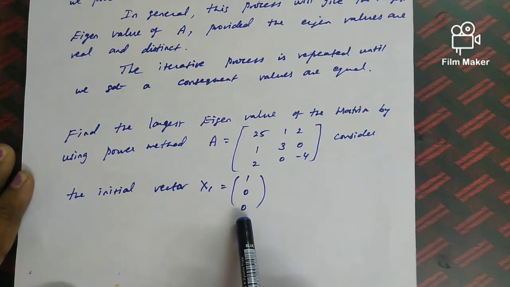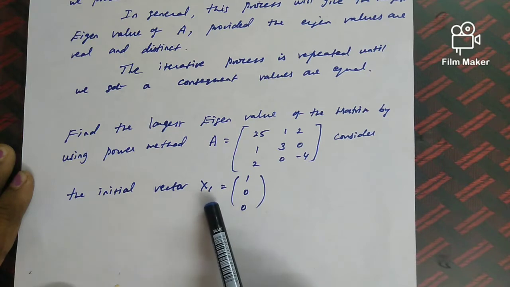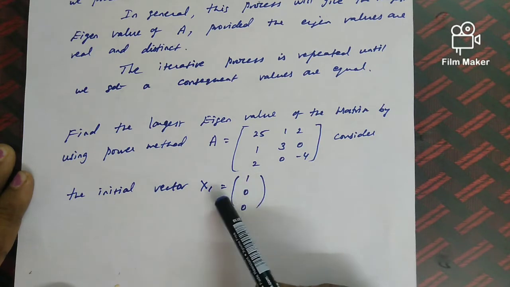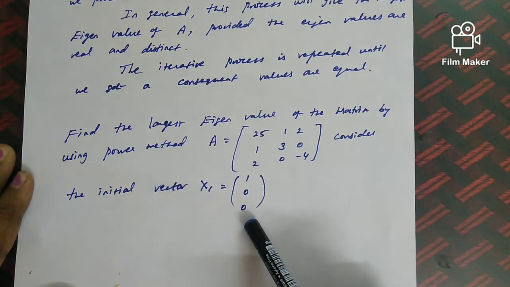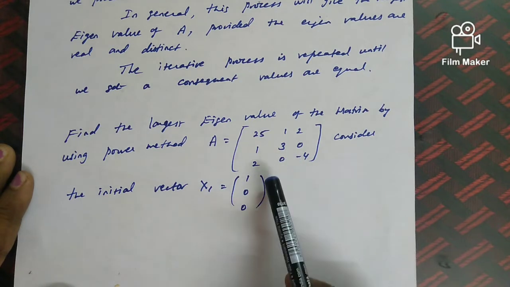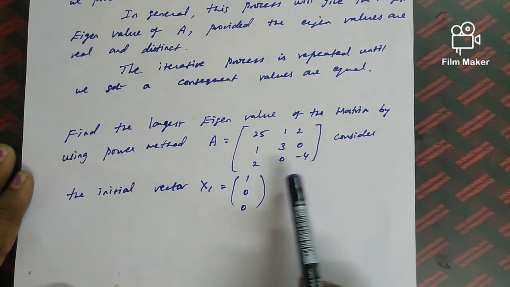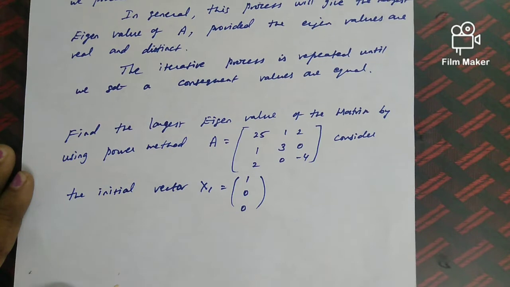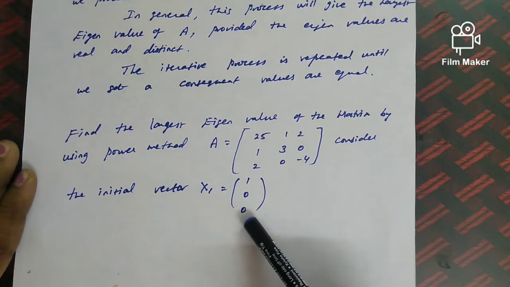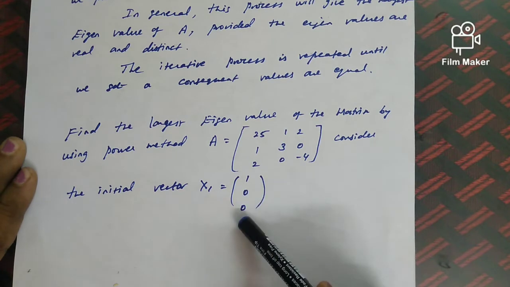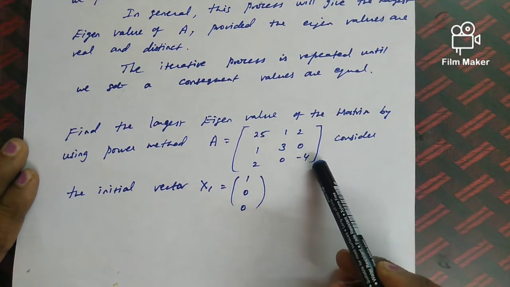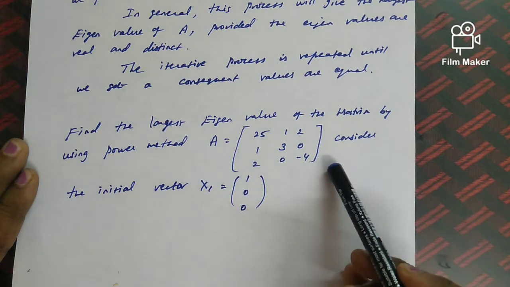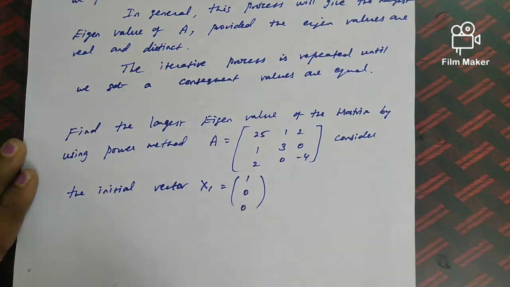If it is not given in the question, we can assume an initial vector. In some other books we have x1 as 1 1 1, which we can also take. When multiplying Ax1 equal to lambda 1 x2, if the vector has zeros we can easily do the matrix multiplication. That is the reason why we have taken it like this, or otherwise you can take 1 1 1 also. It doesn't matter. If the given matrix is a 3 by 3 matrix, then the initial vector x1 can be 1 1 1. If it is a 2 by 2 matrix, we can take 1 1. Okay, so this is the question.